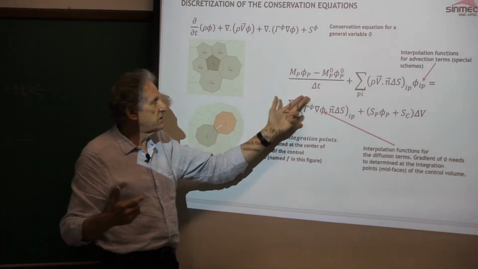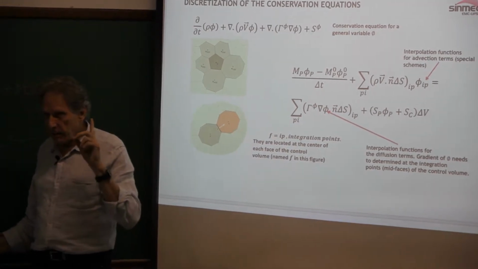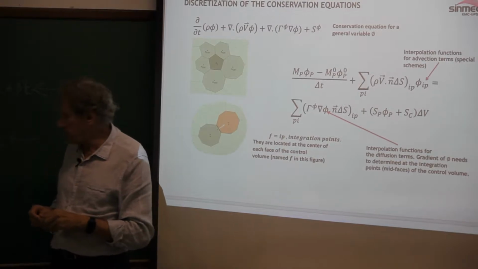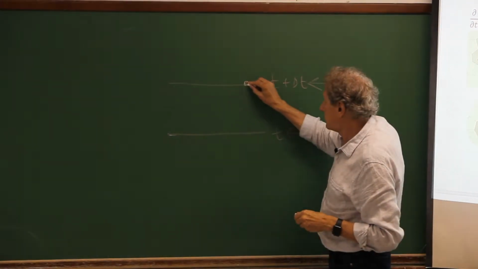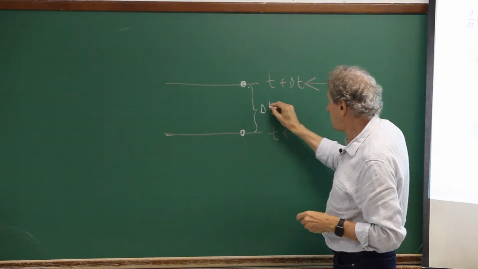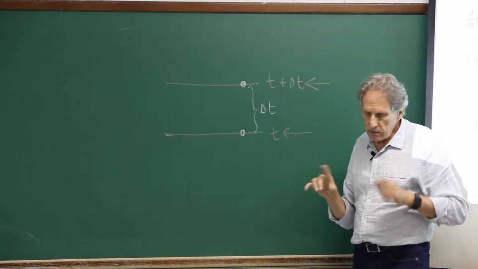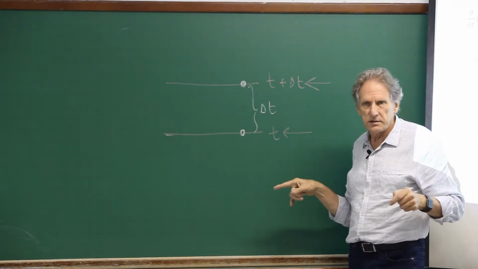So this is a transient term, and keep in mind that this is a backward difference. You are using this point minus this point. This is the delta t. Necessarily, it cannot be like that.